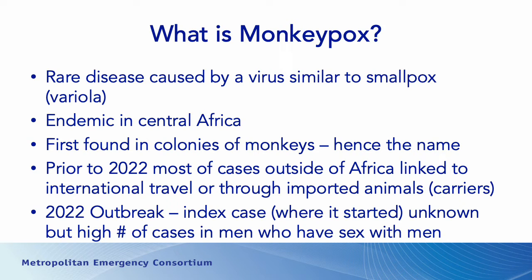In 2022, the current outbreak, which started a couple months ago, we don't know where it started. We don't know where that index case is. But it does seem to be much more common in men who have sex with men, which seems to be a current means of transmission. So monkeypox can be transmitted by contact with others who have active lesions or have the virus present. It can also be exposed through respiratory means and other ways. But we're not really sure how it got started in the States this time, but it does seem to be highly associated with men who have sex with men.